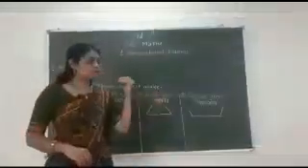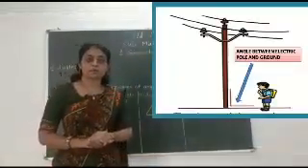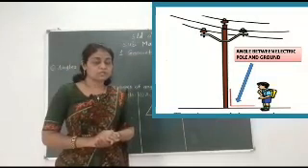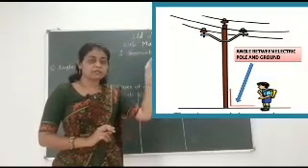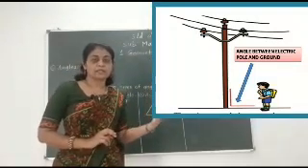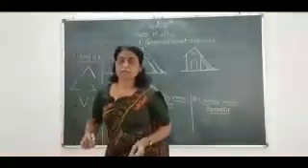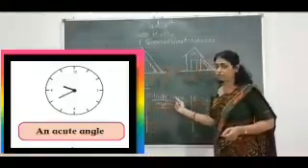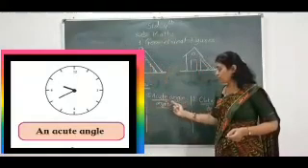This is the electric pole. Electric pole, vijecha khamb. We see a right angle between the electric pole and the ground. Second one, acute angle. Acute angle, laghu kon.